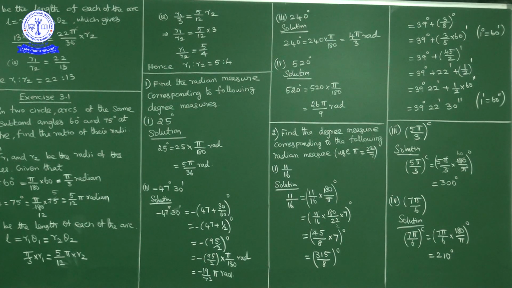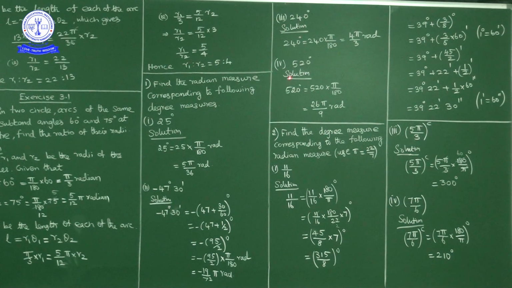Next question. In the first question itself, the third one, we have to convert degrees to radians. 240 degrees. Whatever degrees we convert to radians, we multiply with pi upon 180. So 240 degrees is equal to 240 into pi upon 180. Zeros cancel, giving 24 and 18. Then 6 can be cancelled: 6 3s are 18, 6 4s are 24. So 4 pi by 3 radians. 240 degrees is equal to 4 pi by 3 radians. Next, 520 degrees.